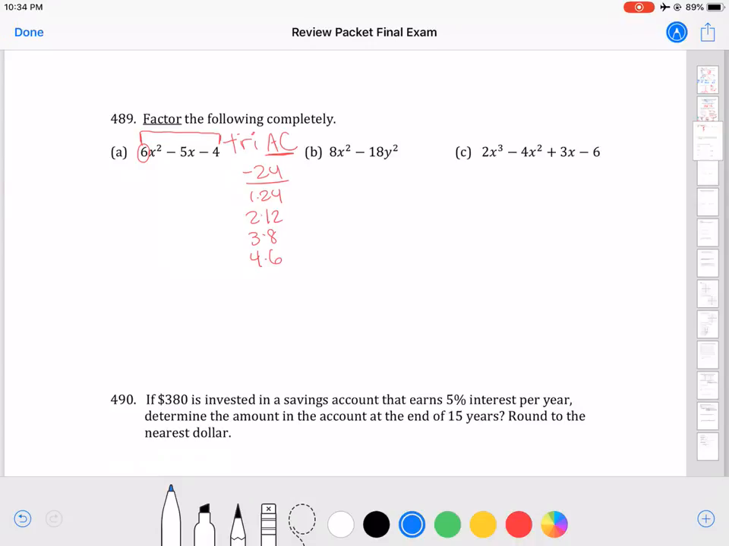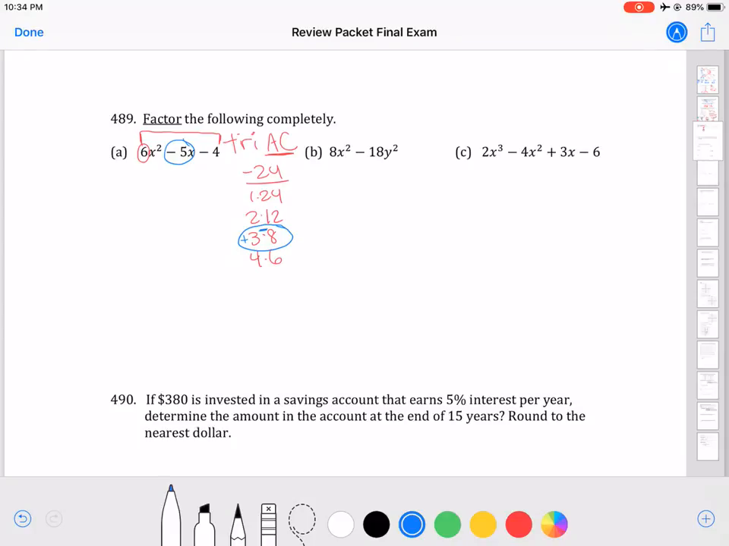Now I know to multiply to a -24, I need to have a positive and a negative, or a negative and a positive. It doesn't matter which order, but my goal is to add to this number right here in the middle, which for this one is a -5. So the pair that's going to work to add to the -5 is a +3 and a -8. So once I pick that pair, I'm ready to do my setup.